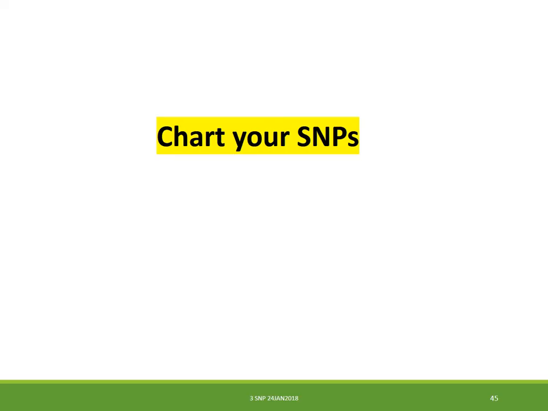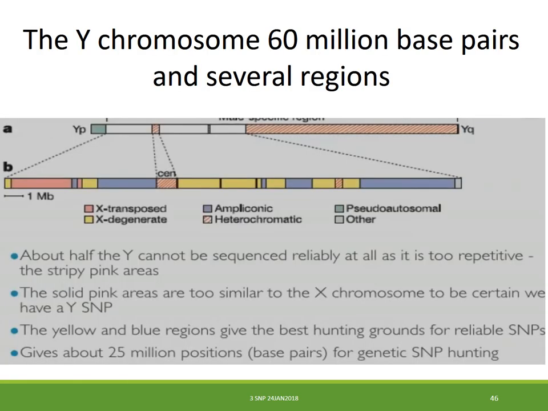So how do you chart these things? How do you figure out where you are on that tree? The thing they're looking at is the Y chromosome, as you might imagine, and it has 60 million base pairs. About half of the Y cannot be sequenced because it's too repetitive. They can't tell which loop they're on.